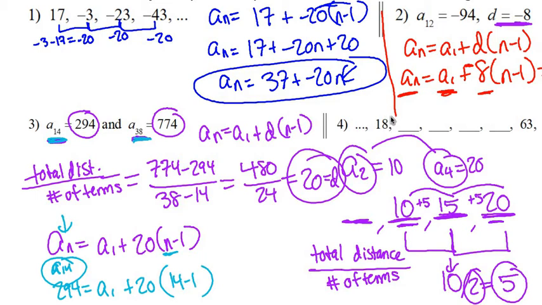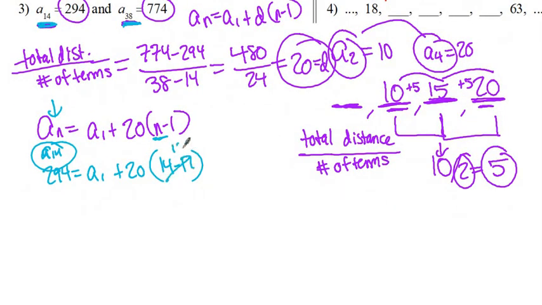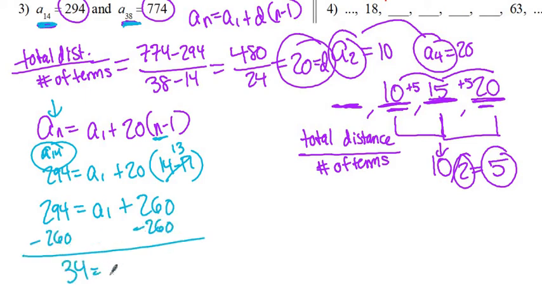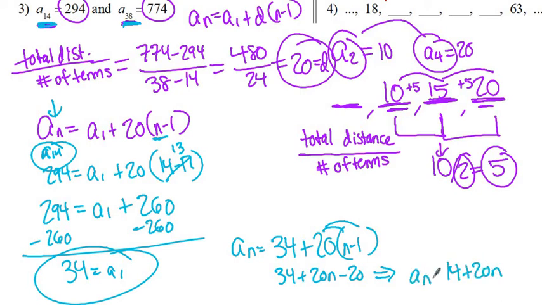Alright, now we can keep simplifying here. If we distribute 14 minus 1, we don't have to distribute that. 14 minus 1 is 13. So 20 times 13 is 260. And that's still, add that to A1, you still get 294. Let's subtract the 260 from both sides. And we would get 34 is equal to A sub 1. So our final answer will be A sub 1, which we just found, plus D, which we knew from before, times n minus 1. And then when we distribute this right here, we get 20n minus 20. And that comes out to be 34 minus 20 is 14, plus 20n. That is equal to our nth term. That's as far as we can go.